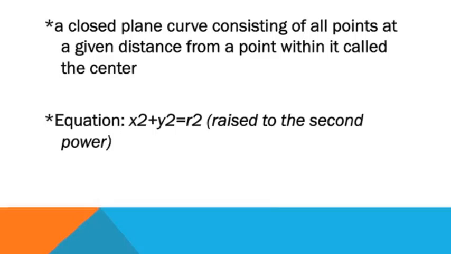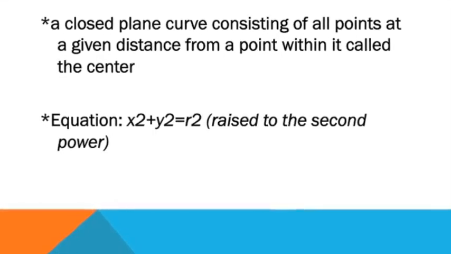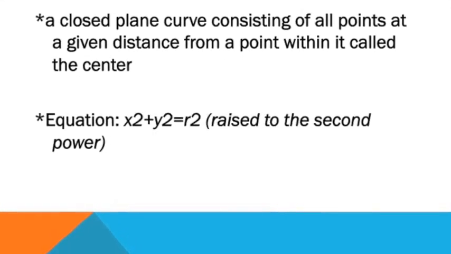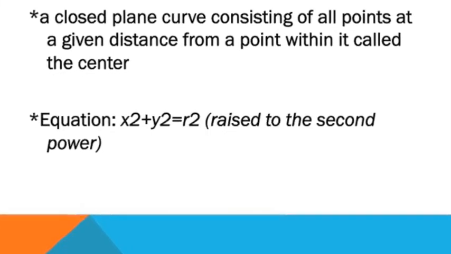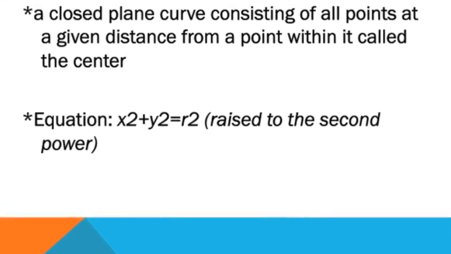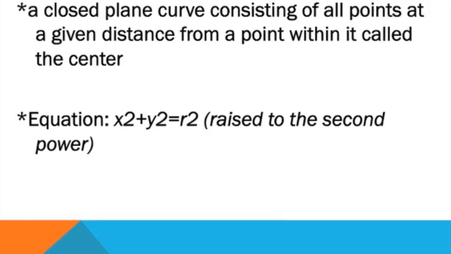The formal definition of a circle is a closed plane curve consisting of all points at a given distance from a point within it, called the center. The equation that we use for a circle is x squared plus y squared equals r squared.